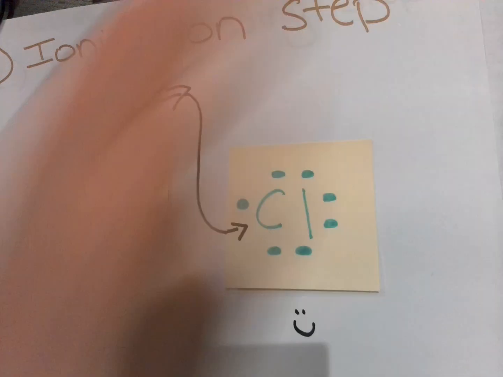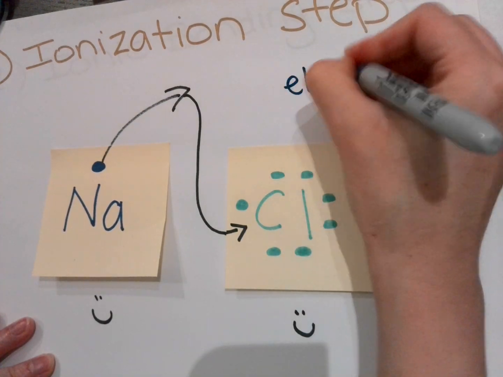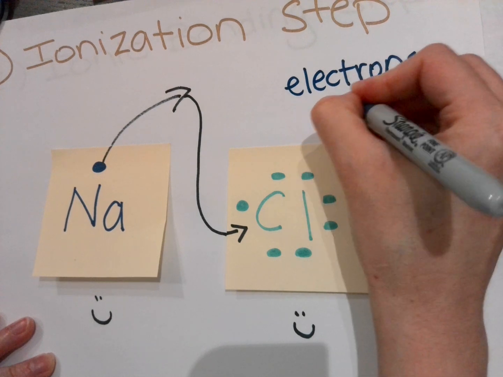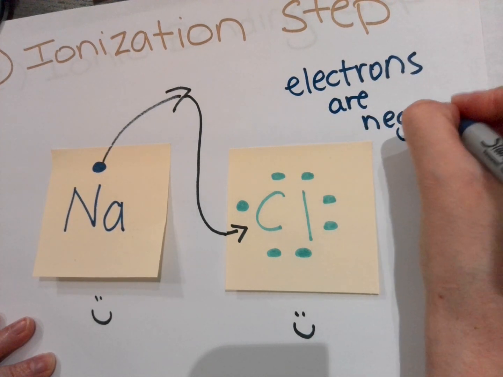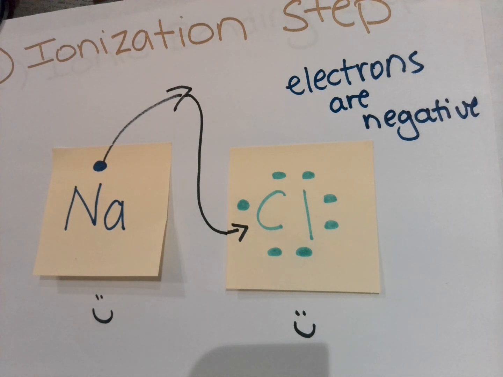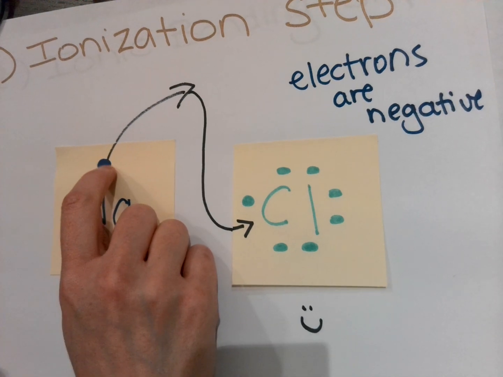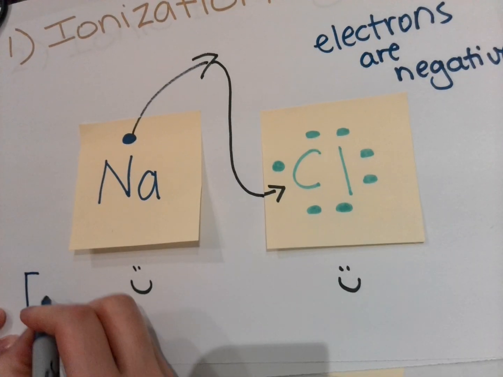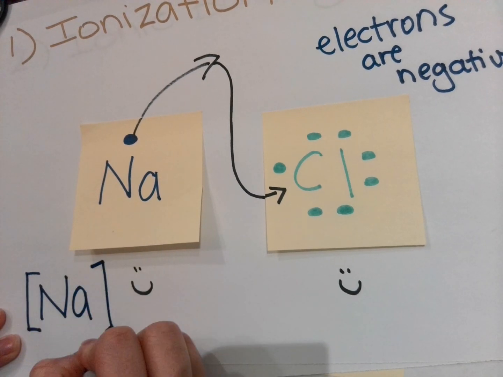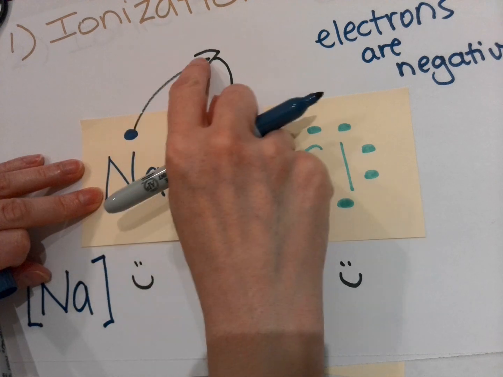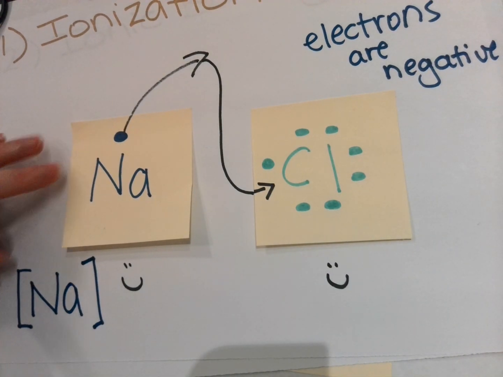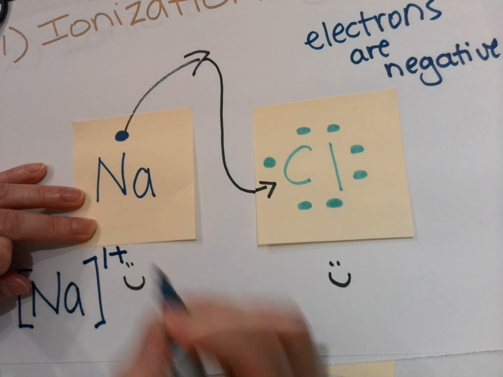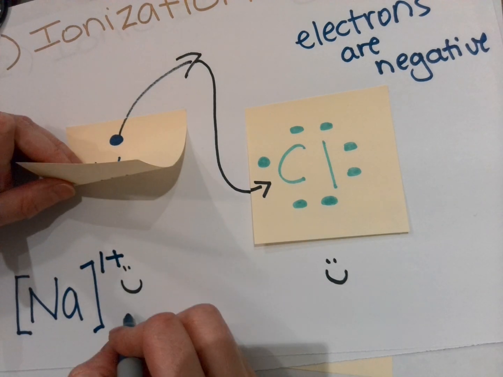Note for you guys, I'm going to write here that electrons are negative. And so when we lose an electron, we lose something negative, we become more positive. So in order to lose this one, we don't call it sodium anymore. We call it sodium ion. So I'm going to put it in brackets, Na, and in brackets, because it's lost one, and electrons are negative, it's become more positive. So I'm going to call it Na1 plus to show that it's an ion.